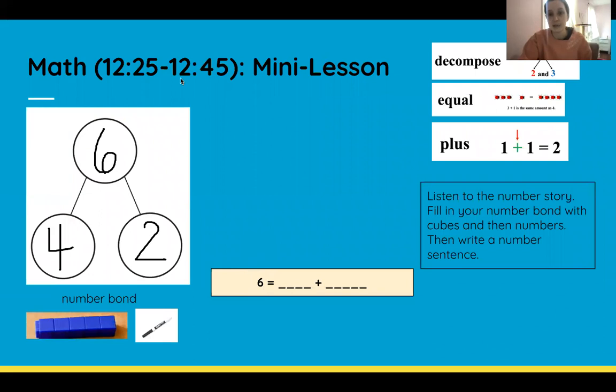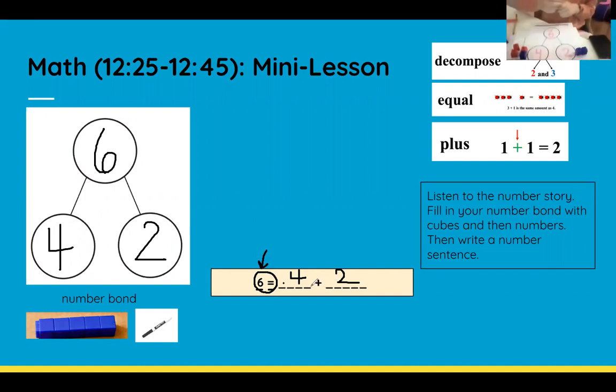Now the last step is to write a number sentence. 6 equals blank plus blank. Equals means all together. So there's 6 all together. And then my parts are 4 and 2. So on your boards, write this whole number sentence. 6 equals 4 and 2.